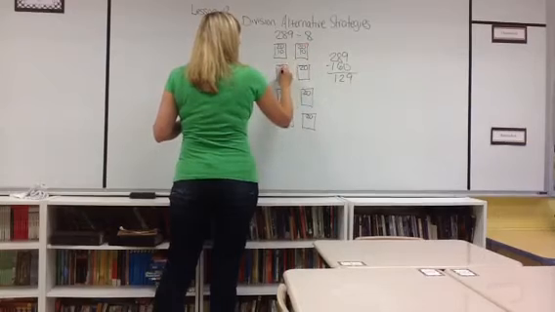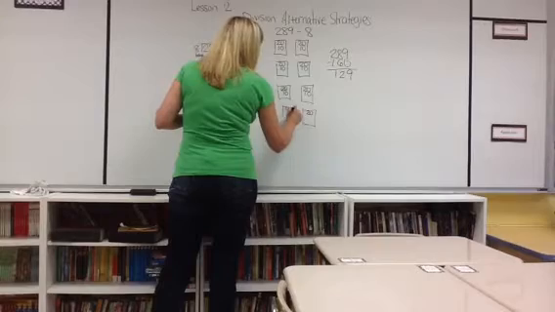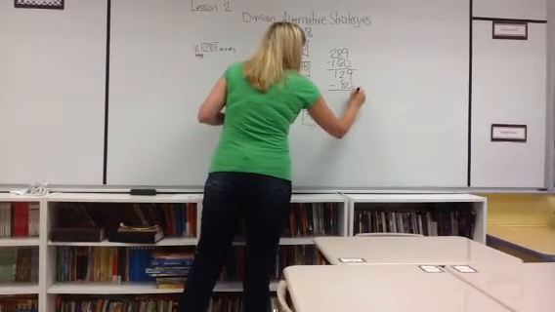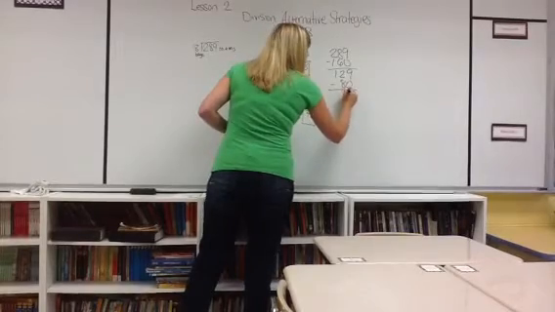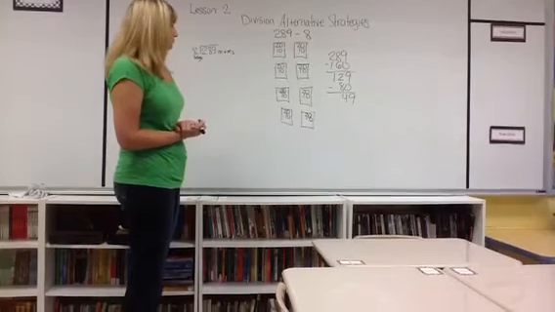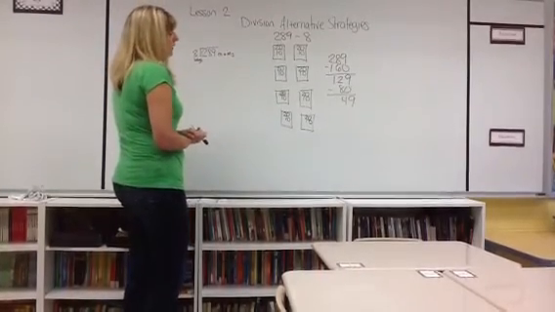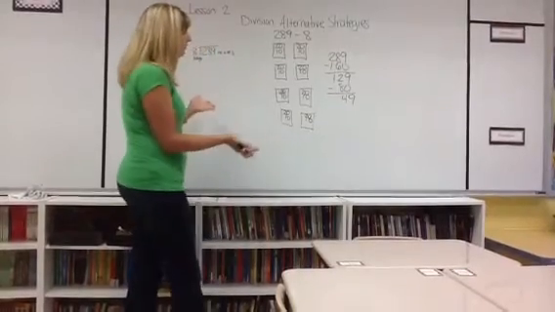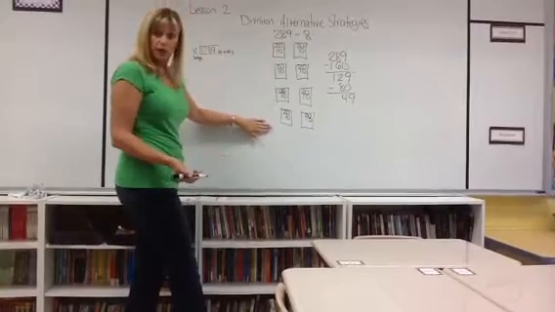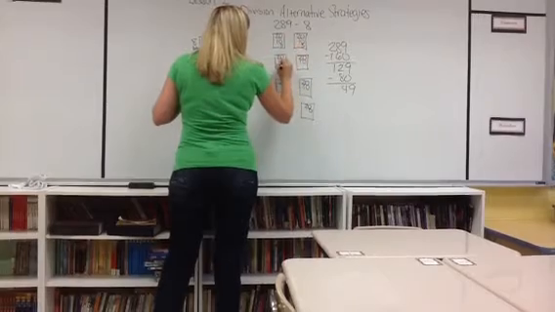10, 20, 30, 40, 50, 60, 70, 80. Okay, so I need to subtract the 80 M&Ms that I've given out. So I have 49 M&Ms to give out. So can I put 2 more M&Ms in each bag? Can I put 5 more M&Ms in each bag? 5 times 8 is 40. Okay, so that sounds like that's going to work. 5 M&Ms in each bag.